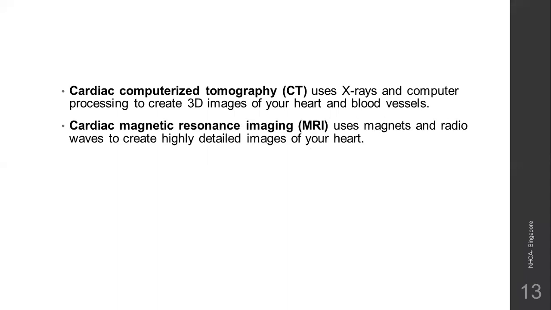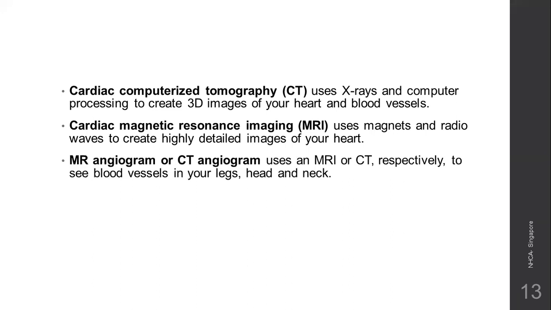Then we have cardiac magnetic resonance imaging, MRI. It uses magnets and radio waves to create highly detailed images of your heart, that is the MRI scan. Then we have magnetic resonance angiogram or CT. It uses a combination of MRI as well as CT to find the blood vessels in your legs and head, to identify exactly what is the extent of the aneurysm or thrombosis that you are suffering from. Again, it creates a 3D image.